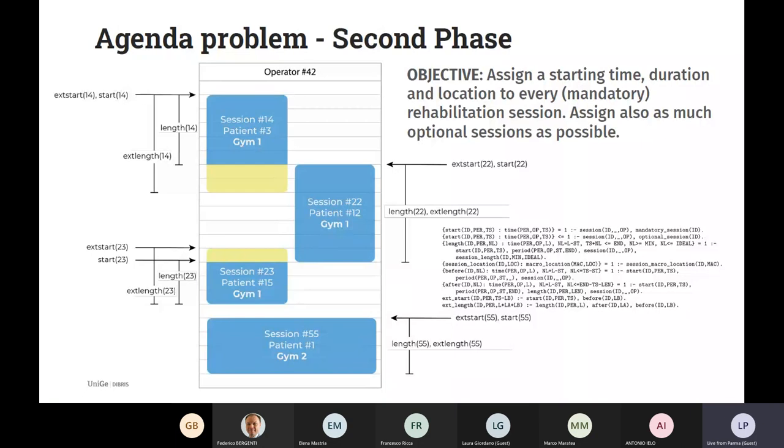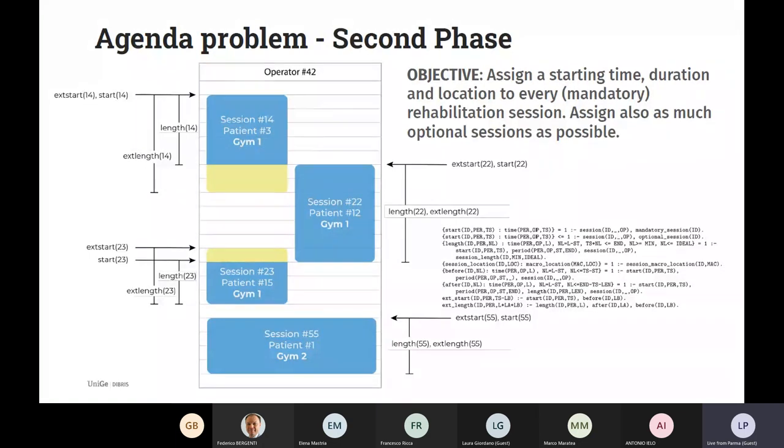Of course, while the sessions are supervised, you can have two patients at the same time. So in this case, we have operator 42, who at one moment is working with patient 3, while also having a look at patient 12 performing an operation. And of course, all this can happen only if it's in gym 1. Instead, when you change gym, you have only one session.